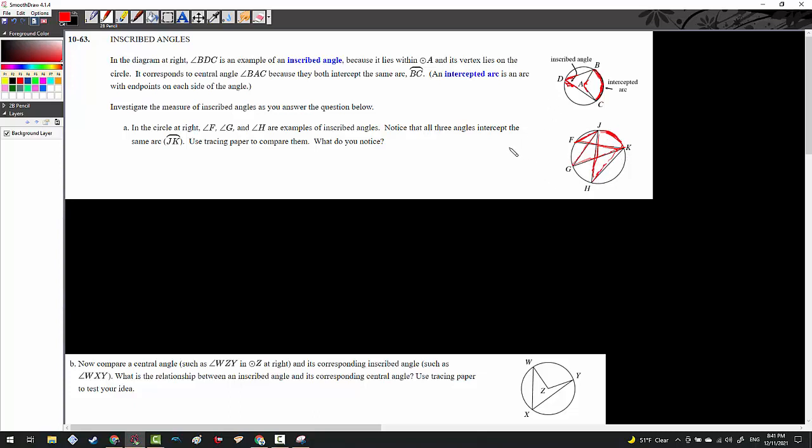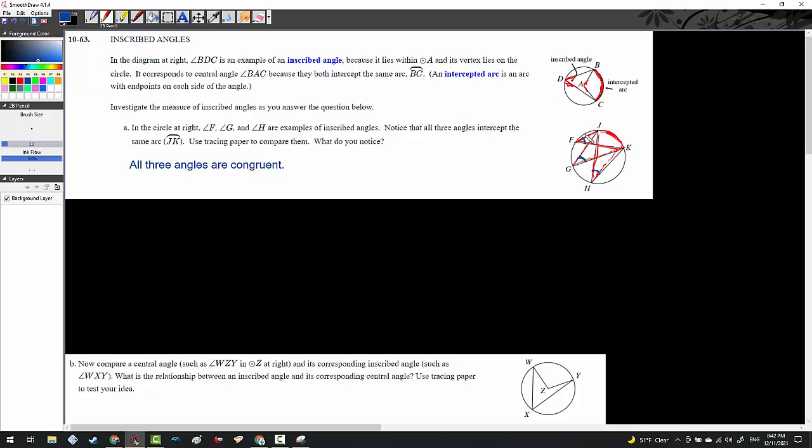At this point, you're supposed to get into your groups and use tracing paper. What you are supposed to get out of that is that when you trace each angle and measure it, you'll find that all three angles are congruent. You're supposed to do that using tracing paper, but I'll go ahead and give that to you. All three angles are congruent. Notice how they're in different locations, but as long as they intercept the same arc, they will be congruent.